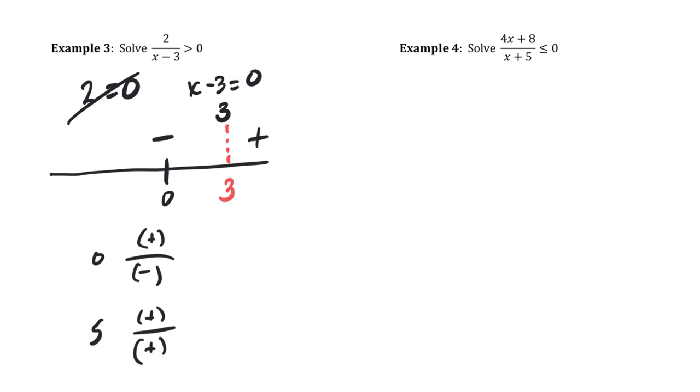So where are we above 0, greater than 0, or positive? That would be from 3 to positive infinity. And because 3 would make a 0 in the denominator, we cannot include it. And we can't include infinity because it's not a number.